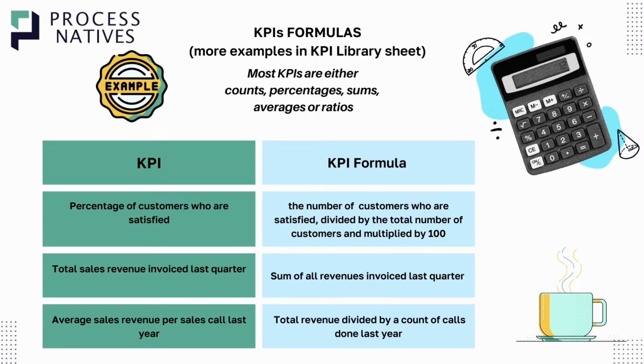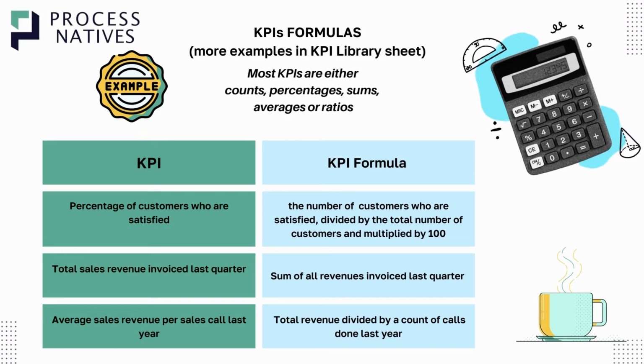Let's look at the first example. KPI is percentage of customers who are satisfied. That means that our KPI formula is the number of customers who are satisfied divided by the total number of customers and multiplied by 100.